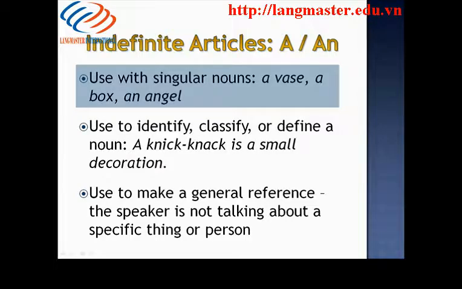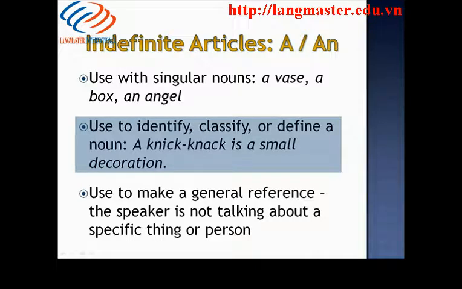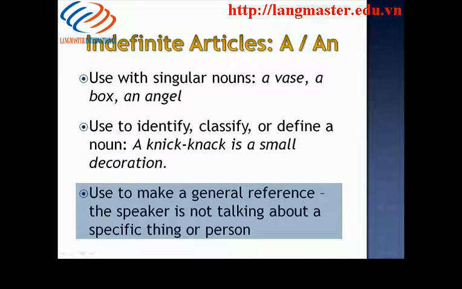An angel, one angel. We use indefinite articles to identify, classify, or define a noun. By that I mean we're naming something, or we're telling what kind of thing it is. If you don't know what a knick-knack is, I can define it for you. A knick-knack is a small decoration. We use indefinite articles to make a general reference. The speaker is not talking about a specific thing or person. This is important to understand. Indefinite articles are used to make a general reference.